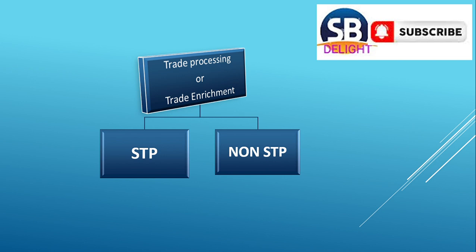In trade processing, we can say two things. One is STP, straight through processing. Second is non-STP. Here, I will explain what is meant by straight through processing. A few criteria are most important in the investment banking sector. I can give a few examples: currency, amount, value date, number of quantity, price of stock, stock name, counterparty name. These are all the most important.